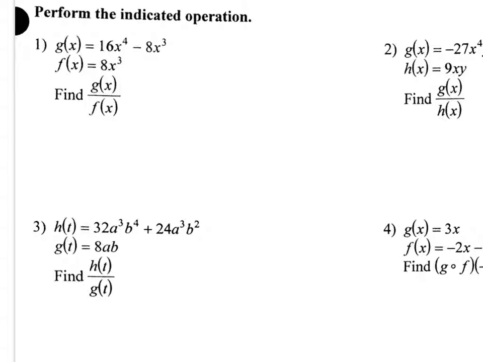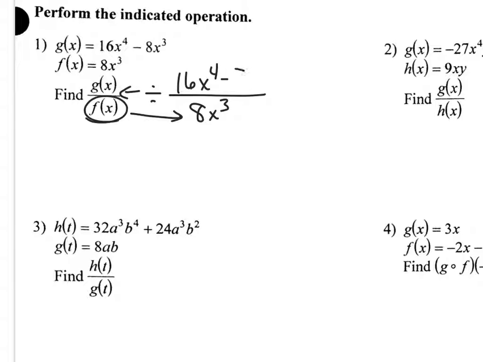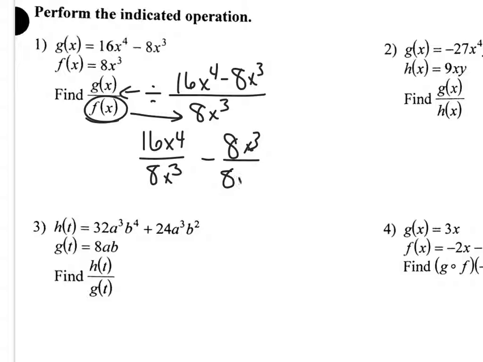Okay, so just remember when you're dividing, this symbol right here means to divide. And you're taking the bottom one, which is 8x cubed. That's the bottom. That goes under 16x to the fourth minus 8x cubed. And both of them get divided by 8x cubed. So it's 16x to the fourth divided by 8x cubed minus 8x cubed divided by 8x cubed.